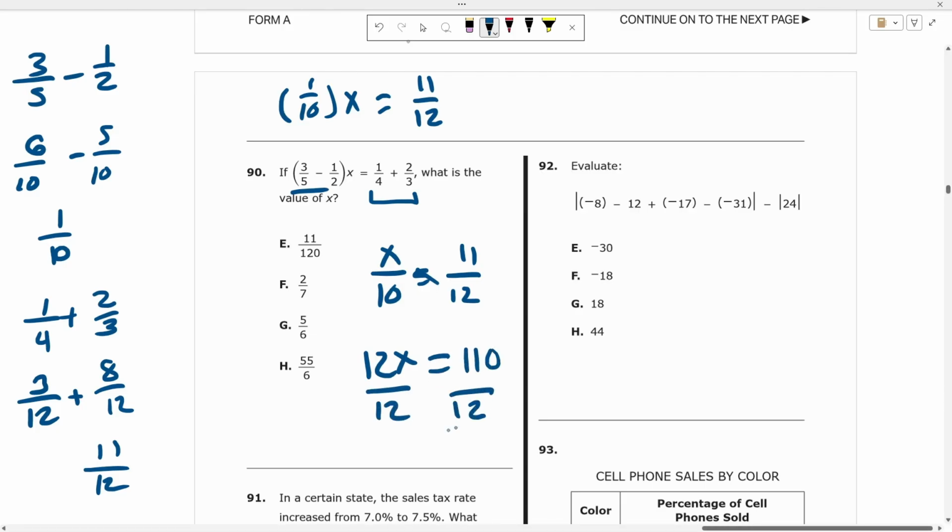If I divide both sides by 12, I get x is equal to 110 divided by 12. And if I simplify this, I can simplify it into 55 over 6 by dividing the top and the bottom by 2. So the answer to 90 is going to be choice H.